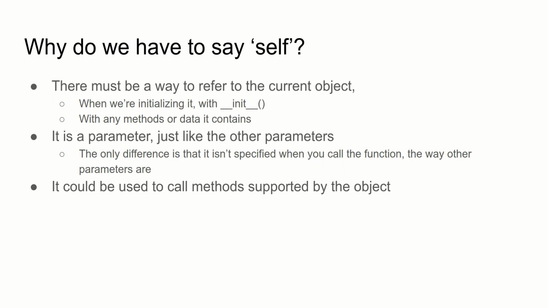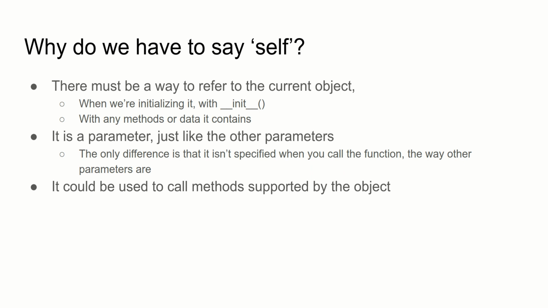So why do we have to say self? There has to be a way to refer to the current object, the one I have in my hand, the one I have used to call this method, like when we call the display method. It needs to be able to say, who are we displaying? Well, we're displaying whatever object was used to call the display method, a student.display. It needs to know, oh, you mean a student there, or you mean Bob, or whatever the variable's name is, whatever the object's data is.